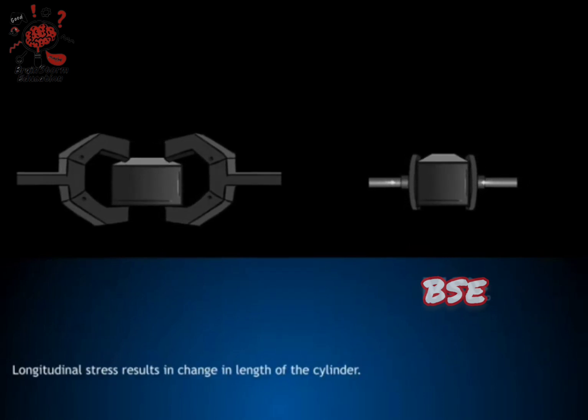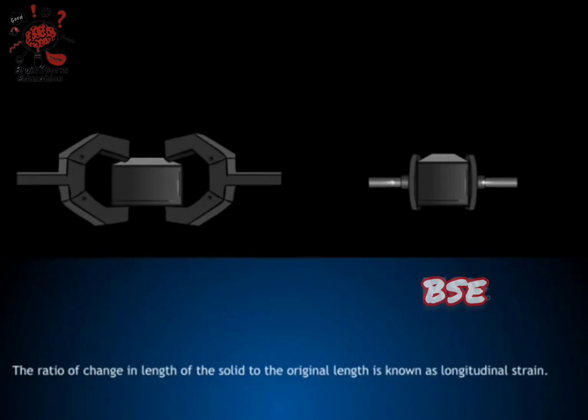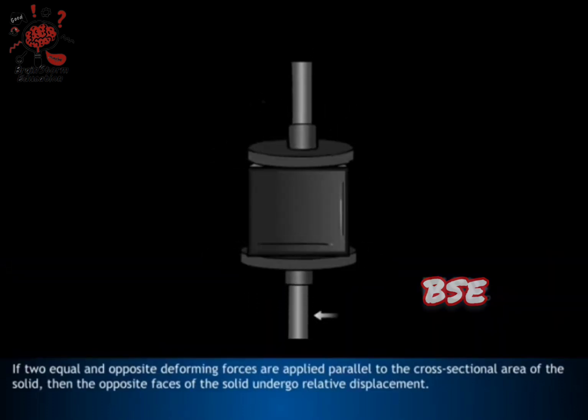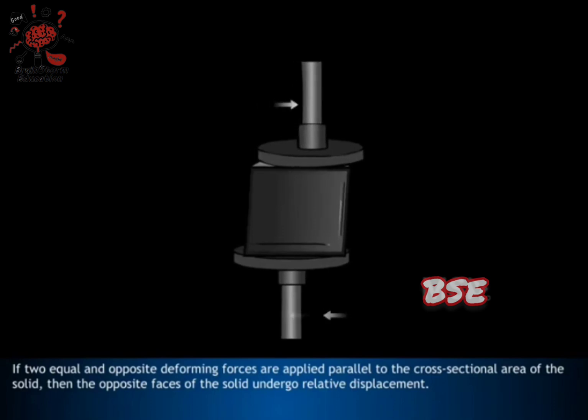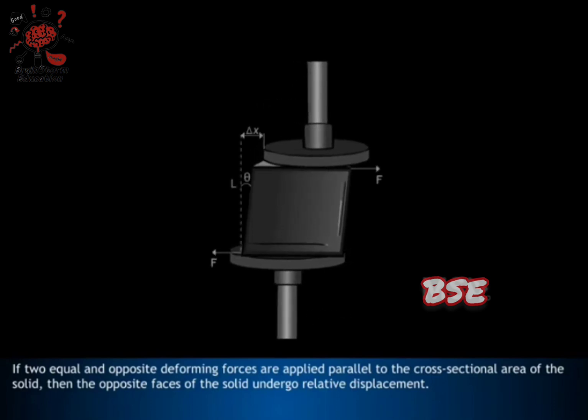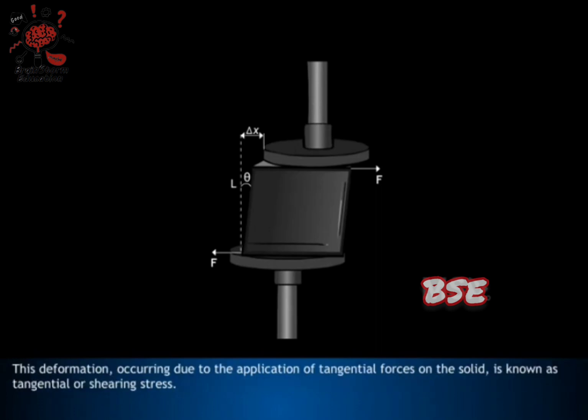Longitudinal stress results in change in length of the cylinder. The ratio of change in length of the solid to the original length is known as longitudinal strain. If two equal and opposite deforming forces are applied parallel to the cross-sectional area of the solid, then the opposite faces of the solid undergo relative displacement. This deformation, occurring due to the application of tangential forces on the solid, is known as tangential or shearing stress.